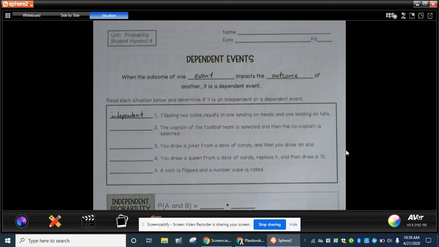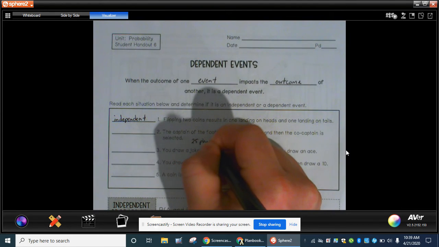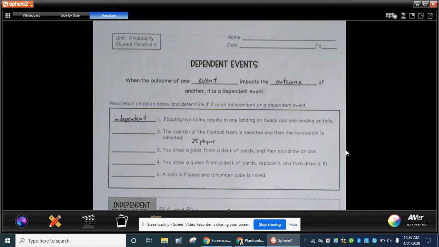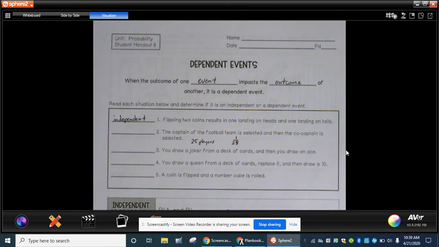Number 2, the captain of a football team is selected, and then the co-captain is selected. Let's think about this. Let's say you've got 25 players on a team. One of those you're going to choose as a captain. It does not matter who it is. It could be the quarterback, a running back, a lineman, a defensive back, whatever. It does not really matter who you choose, but you're going to choose one player. So you can only choose one player out of 25 to be selected for the captain of the football team.